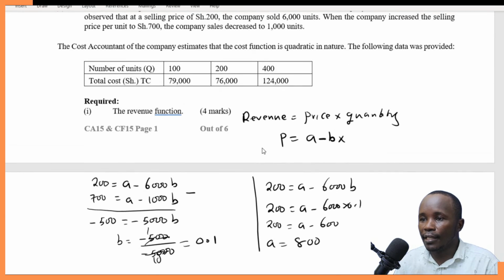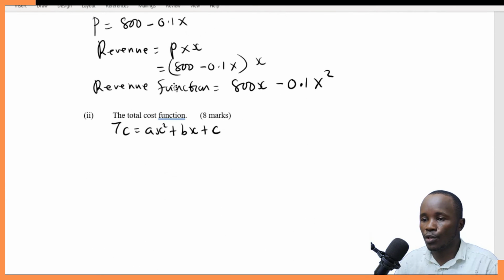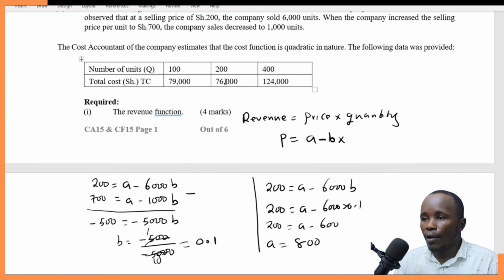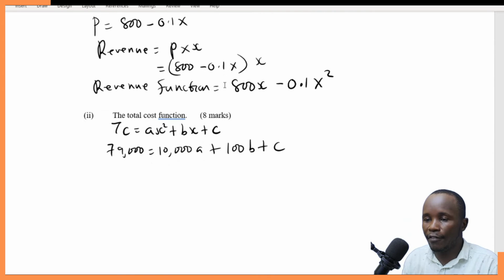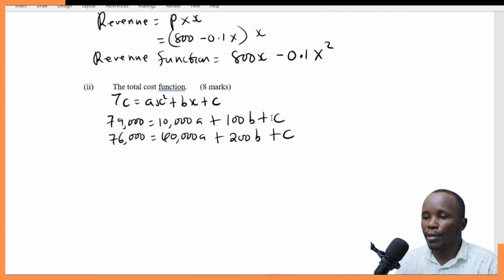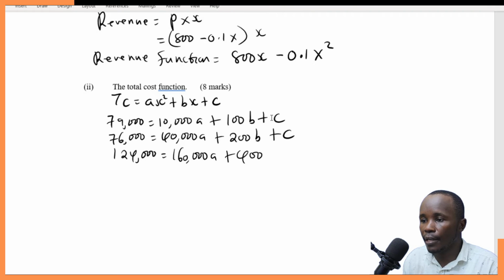Now, in the first scenario, you are told that when the units are 100, the total cost is 79,000. So, 79,000 is equals 100 squared, which is 10,000 A plus 100 B plus C. That is when the unit is 100. When the unit is 200, the total cost is 76,000. It therefore means 76,000 is equals to 200 squared, which is 40,000 A plus 200 B plus C. Now, the third part is telling you that when the unit is 400, the total cost is 124,000. It therefore means 124,000 is equals to 400 squared, 160,000 A plus 400 B plus C.